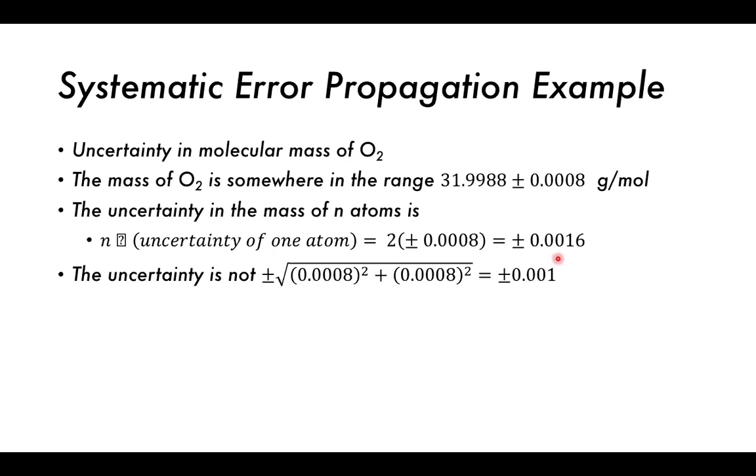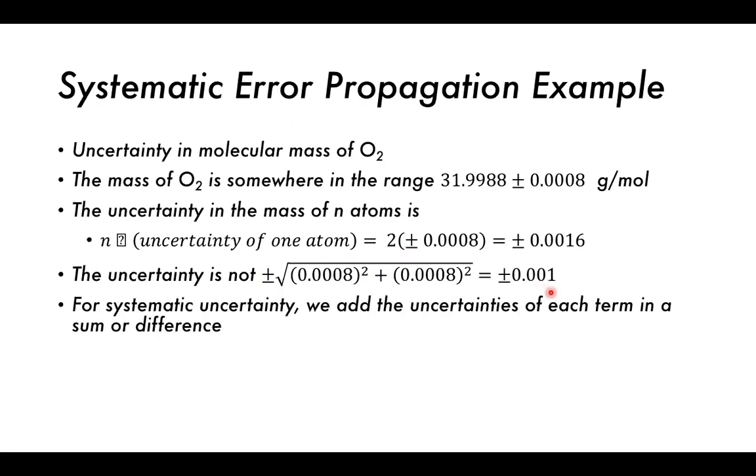The uncertainty is not as it was for the random error. It's not going to be the absolute uncertainty, which would be this value here. It would be the square of the uncertainties. The absolute value would give us plus or minus 0.001. So for systematic uncertainty, we add the uncertainties of each term in a sum or difference.